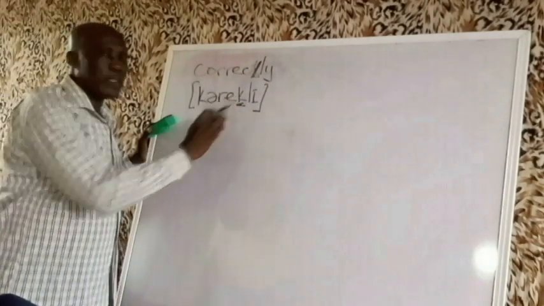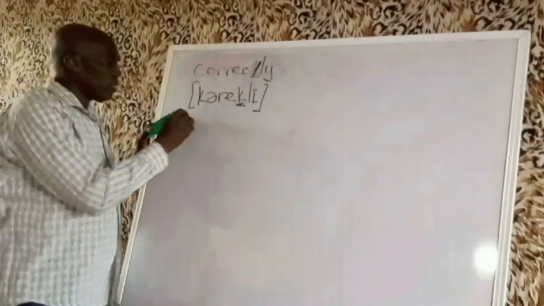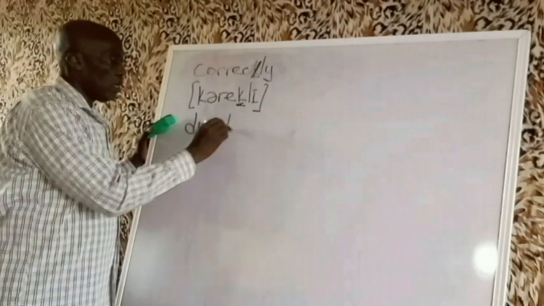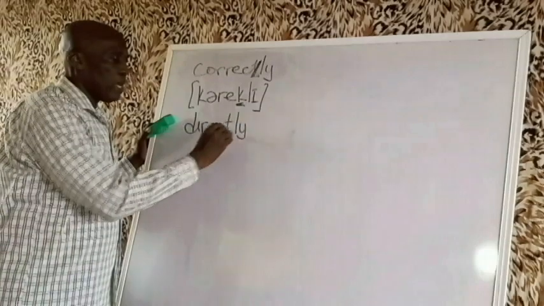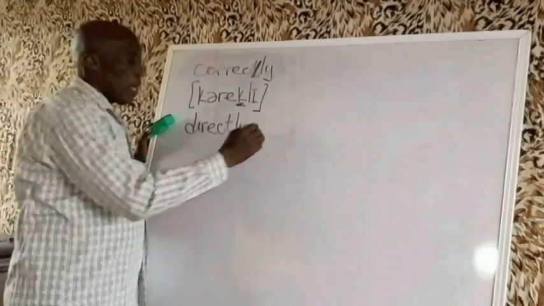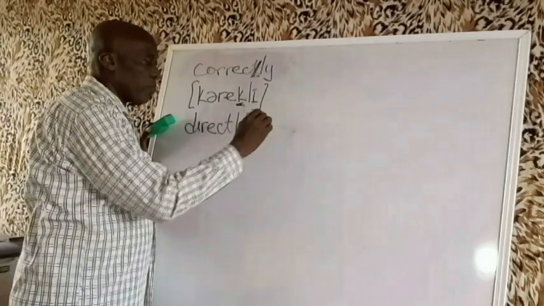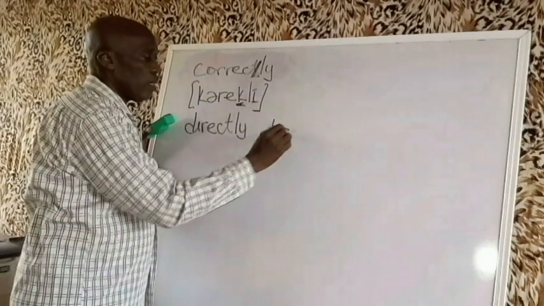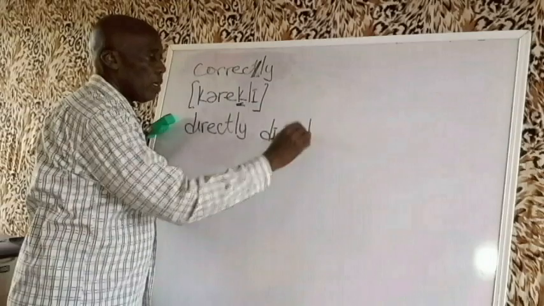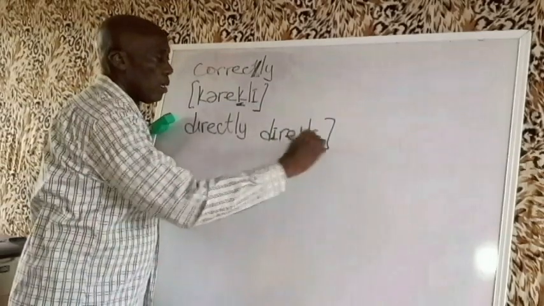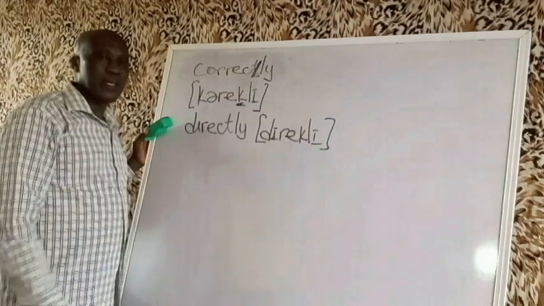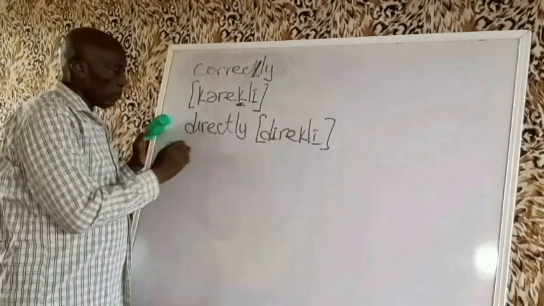It is the sound represented by this letter that we should remove and go ahead and pronounce it as correctly. Let's look at the word direct. If you have LY added to it, what you are likely to find is directly, but it is better to pronounce it without the T. Directly. Directly.